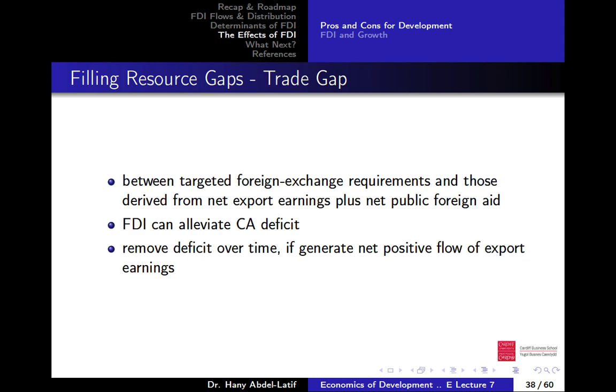The trade gap, again, is something we talked about with foreign aid, because it's the same intuition, the same logic: this source of capital flow can help fill those sorts of gaps. The trade gap, or the foreign exchange gap, arises from the fact that most of these countries suffer from current account deficits. FDI flows can help to fill this gap, because they come with foreign exchange resources. Over time, if this foreign investment generates net positive flows of exports, it might remove this deficit and tend toward a surplus.